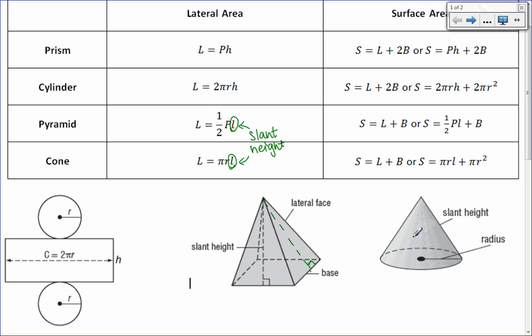Okay, we see the same thing for a cone. So the regular height would be from the top straight down to the bottom. The slant height is along the edge. It's the distance from the point at the top to the base. So that's the slant height.